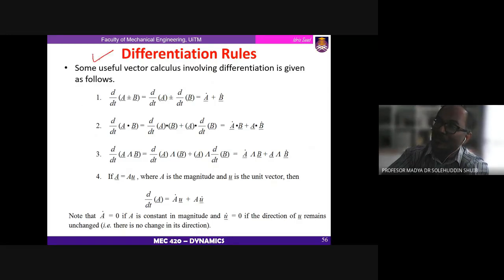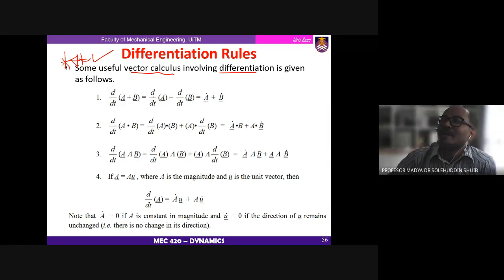How about this one? This is very important. I want you to put 5 stars here. How can we use vector calculus involving differentiation? You differentiate addition and subtraction, you differentiate the dot product, and you differentiate the cross product. This is how it will look like.